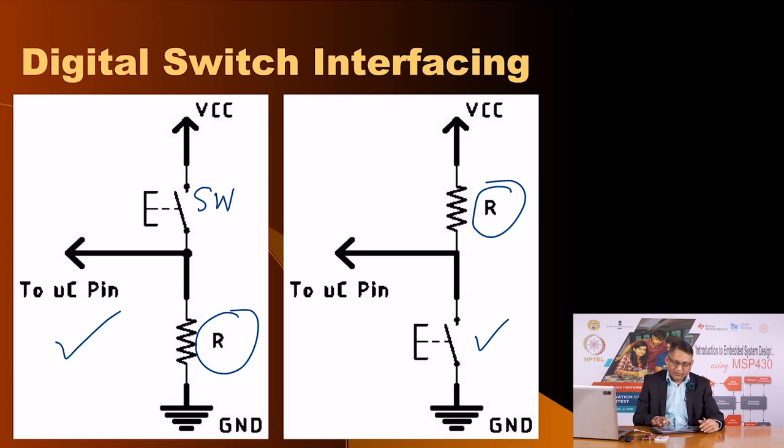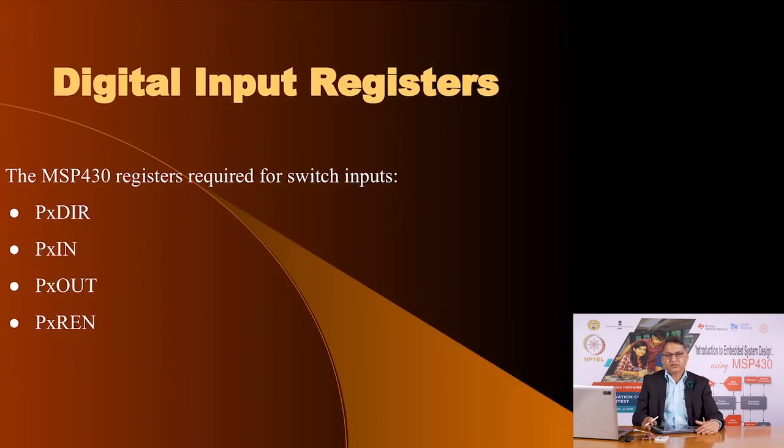Now, let us look at what registers to program, so that we can connect a switch on an input output pin, configure the pin as input, and without having to use external resistors, invoke the internal feature to use either a pull up function or a pull down function.